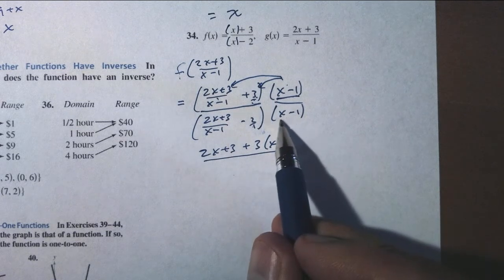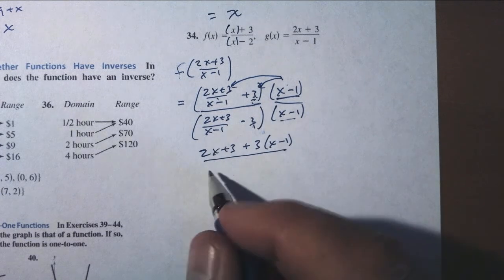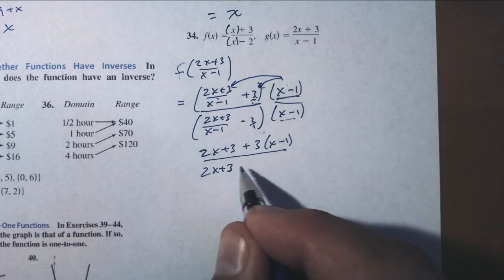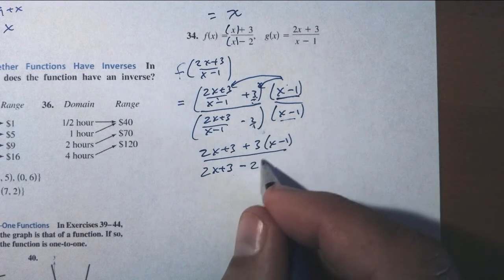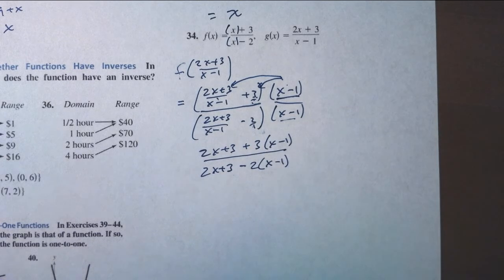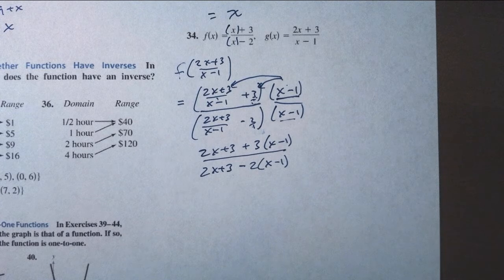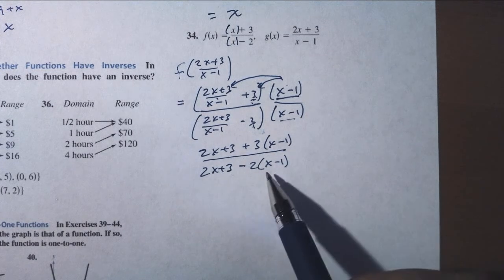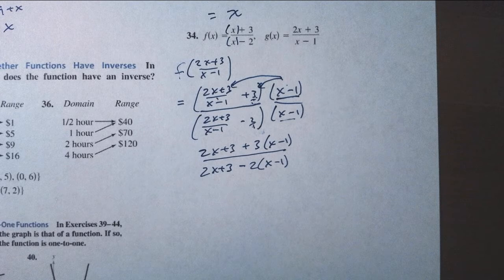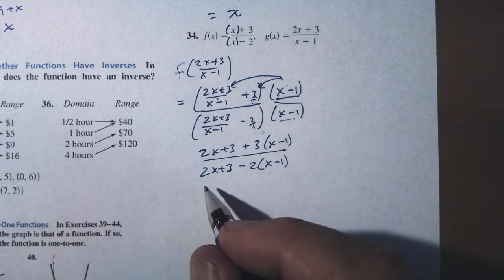When I distribute the x minus 1 to this term, the x minus 1's cancel, and I get 2x plus 3. But when I distribute it to the -2, nothing cancels. Now, we're at a dangerous point right now where people may say, well, the 2x cancels the 2x, the 3 cancels the 3, the x minus 1 cancels the x minus 1. We can't cancel any of those. Not a single one of those is a factor of the numerator or the denominator. So we're going to simplify.